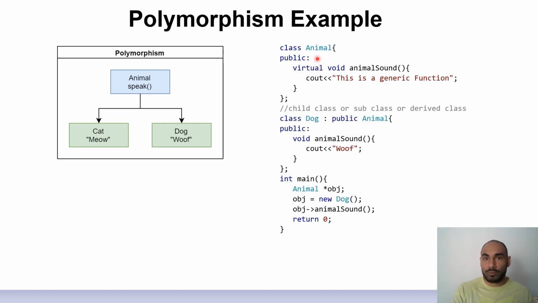And then what happens when we create a pointer of the animal class and make that pointer point to an object of dog class, and then we call animal sound function on this object, we will call this dog class animal sound. And imagine if this pointer points to a cat class object and then we call animal sound on that, it would call the cat class animal sound function. All right.